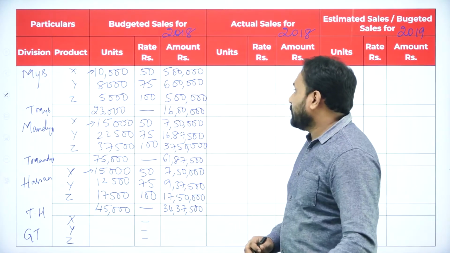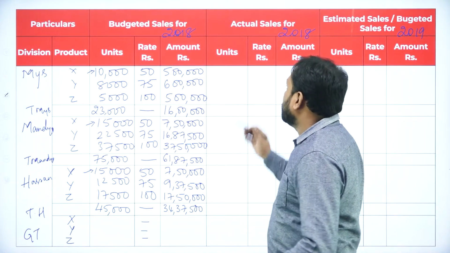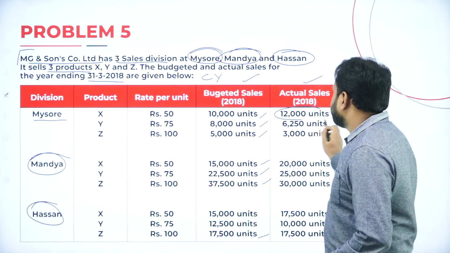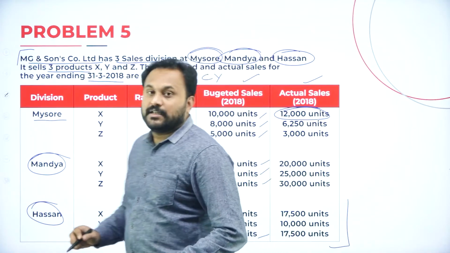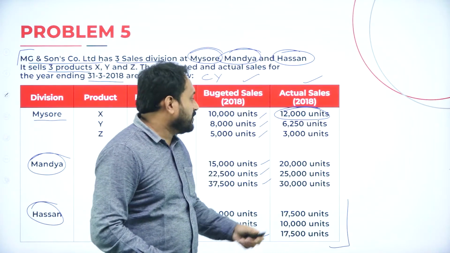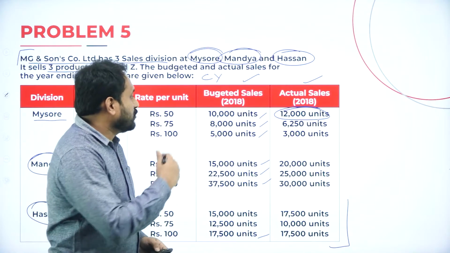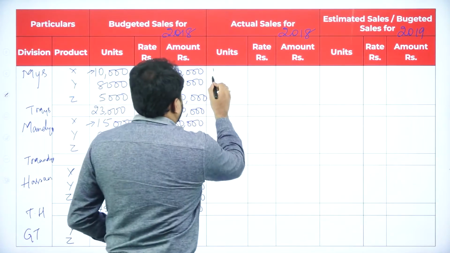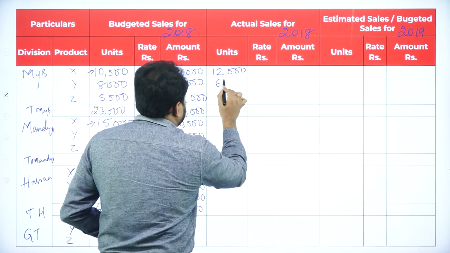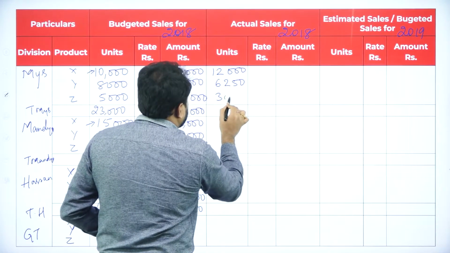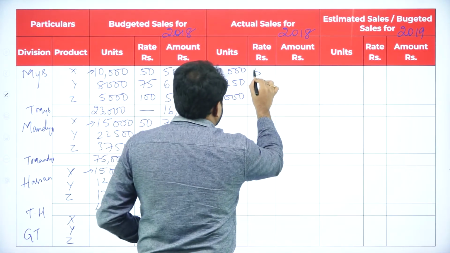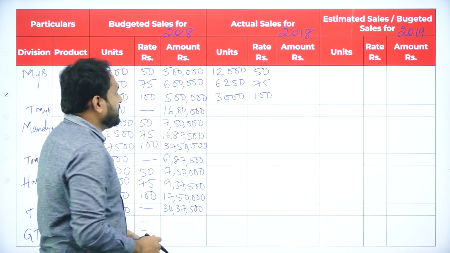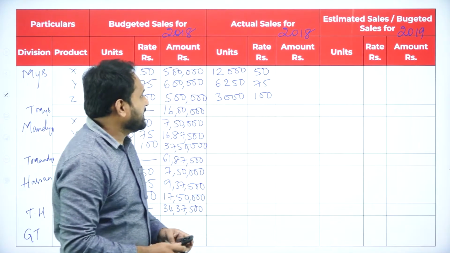Now for the actual sales, again you are supposed to take your calculator and you should know the units which we are supposed to write. The units are here. Now we have 12,000 units is X. Then Y we have is 6250 and then we have 3,000 units. So we'll write here 12, 6250, then 3,000. Rate is the same, 50, 75 and then 100. Multiply this. You have 12 5s is 60, in the sense 6 lakh.